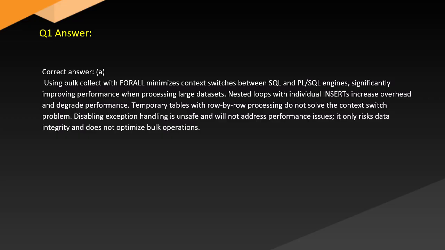Answer. Correct answer. A. Using BULK COLLECT with FORALL minimizes context switches between SQL and PL/SQL engines, significantly improving performance when processing large datasets. Nested loops with individual inserts increase overhead and degrade performance. Temporary tables with row-by-row processing do not solve the context switch problem. Disabling exception handling is unsafe and will not address performance issues. It only risks integrity and does not optimize bulk operations.